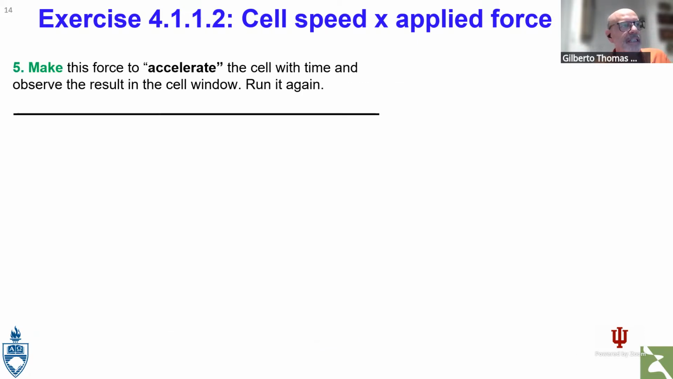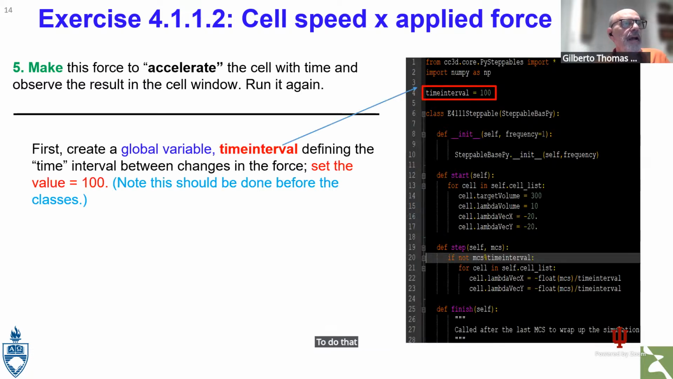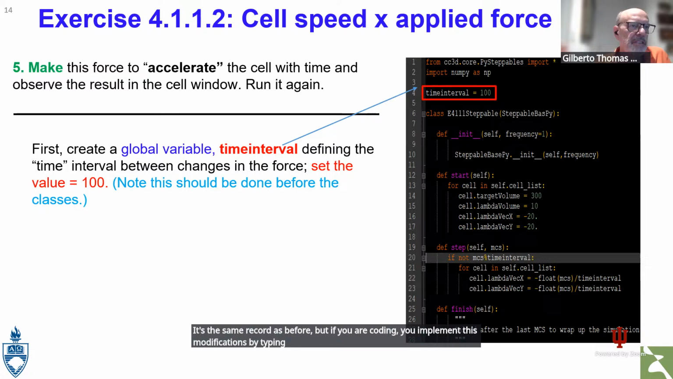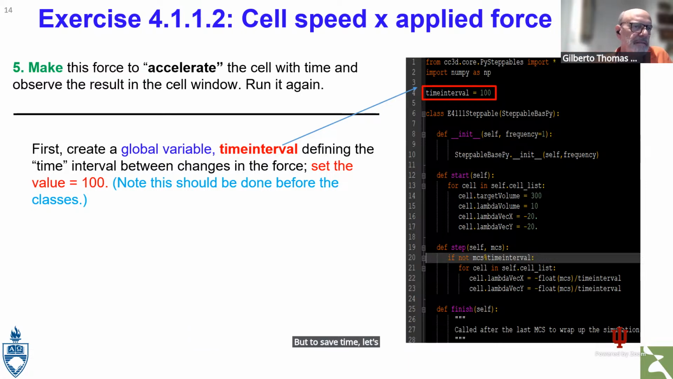Let's make the cell accelerate. To do that, we have to modify the code. So now you have to load the next example, which is 4112, and load it in to edit. And let's see the modifications. Okay, it's the same code as before, but if you are coding, you implement these modifications by typing. But to save time, let's get it ready.